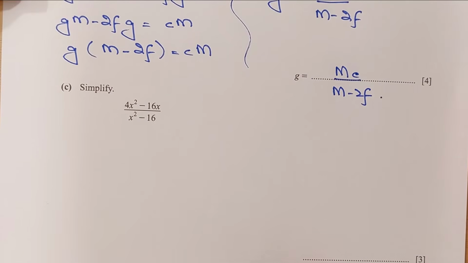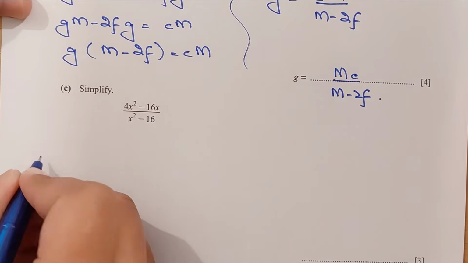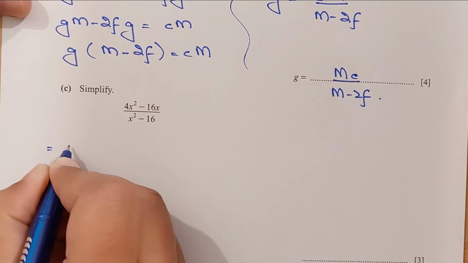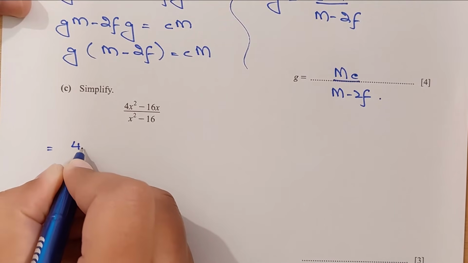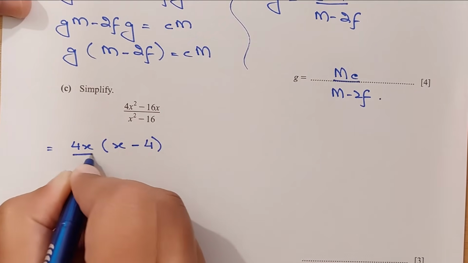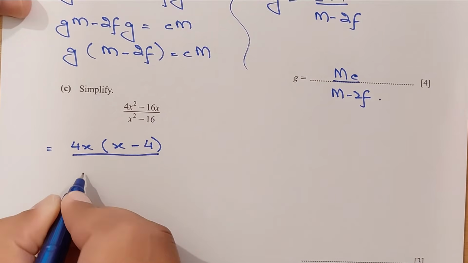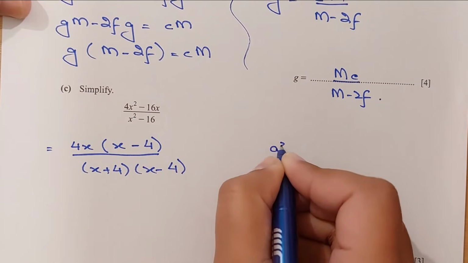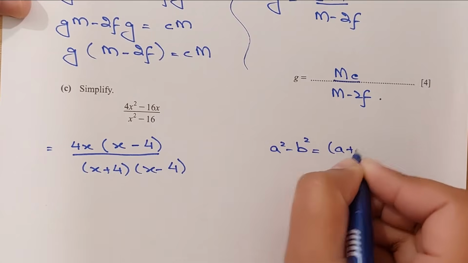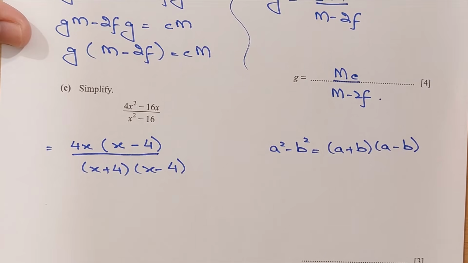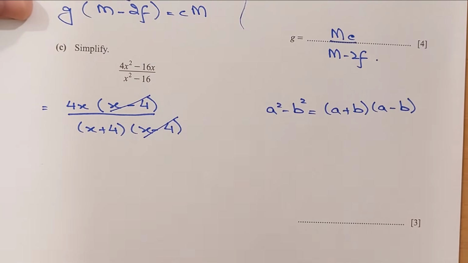Now for part C, we need to simplify this. The numerator and the denominator, we have a common factor. So let me take, which term is common? We can take 4 common and x common. So we have x minus 4 times 4, which is 16, and divided by x square minus 4 square. So x plus 4 and x minus 4. We have to apply this formula. A square minus b square is a plus b and a minus b. So a here is x and b is 16. So we can cancel the like factors, x minus 4, x minus 4. So the simplified answer is 4x divided by x plus 4.